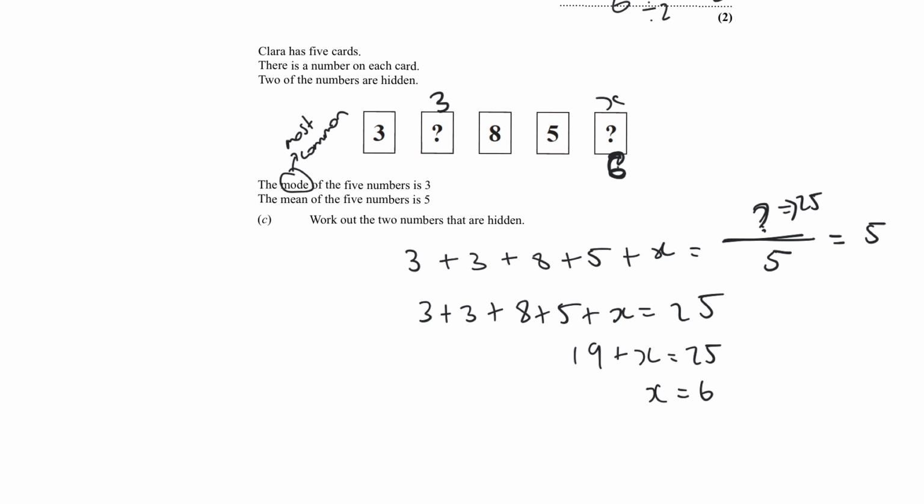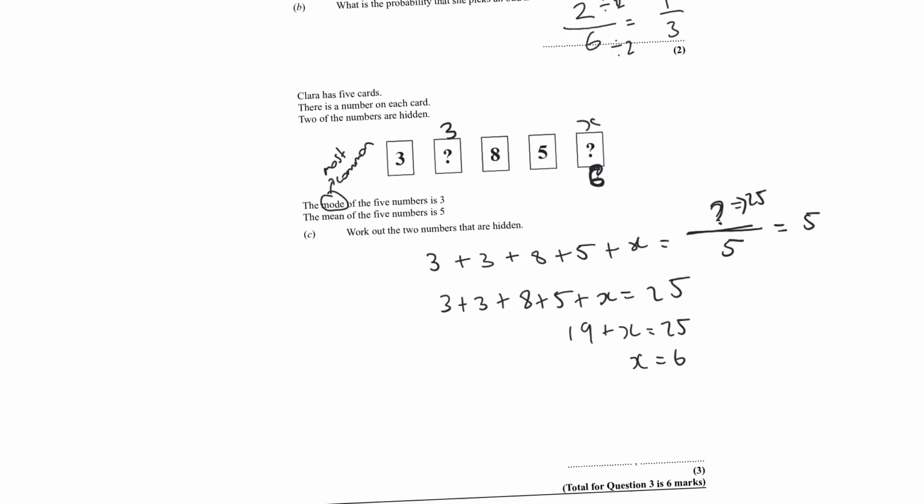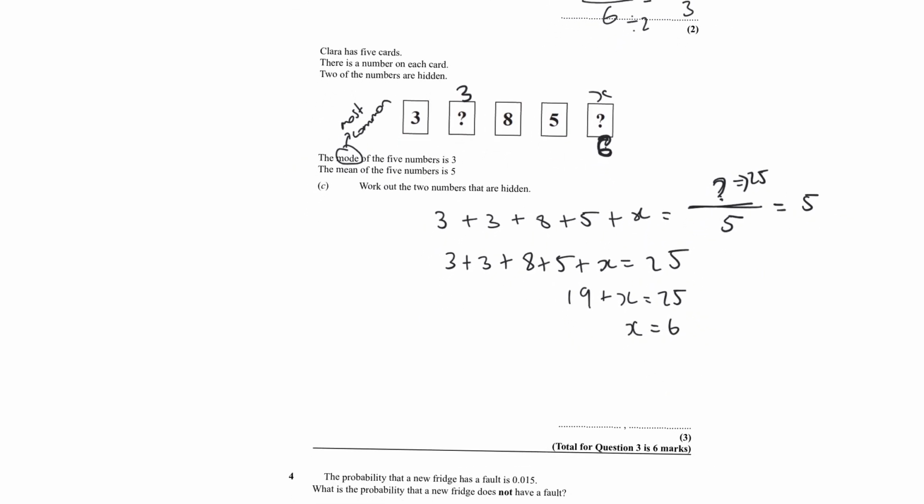So just to double check that, 19, 25, yes. So by having the other card as 6 and the other card as 3, that would suit the information of the mode being 3, and it would also suit the information about the mean of the 5 numbers being 5. So therefore the 2 hidden numbers are 3 and 6.